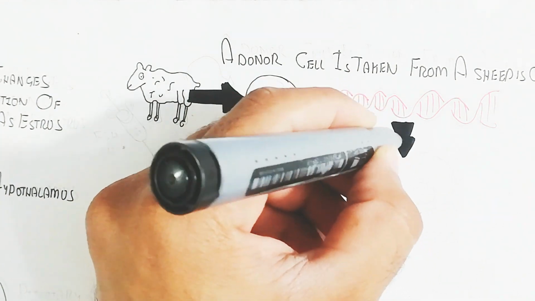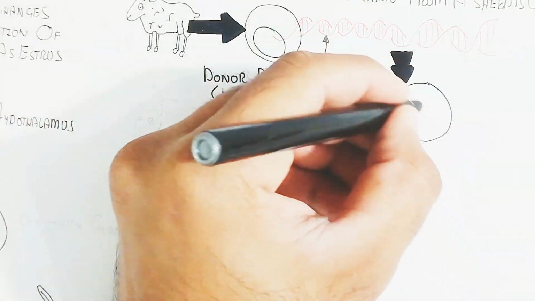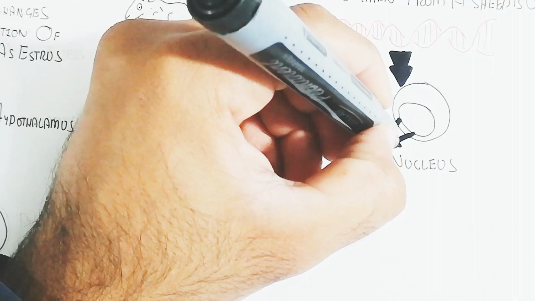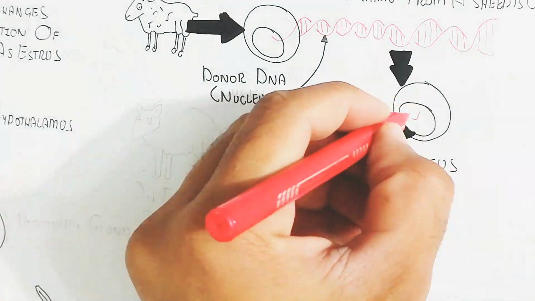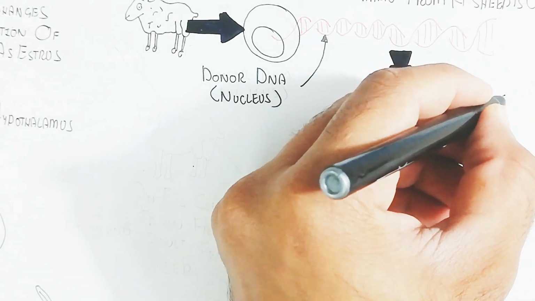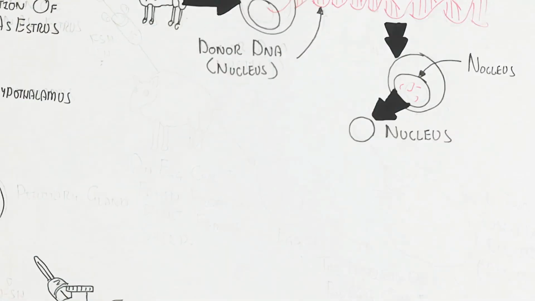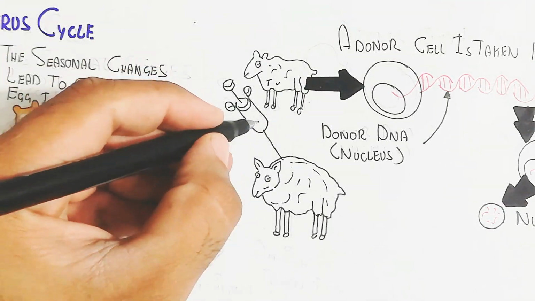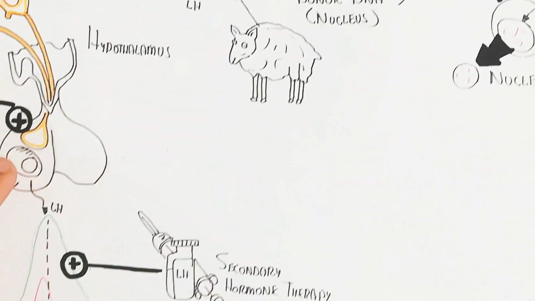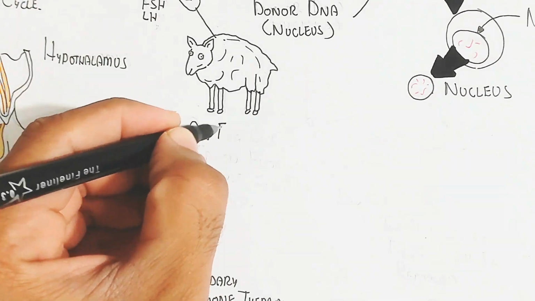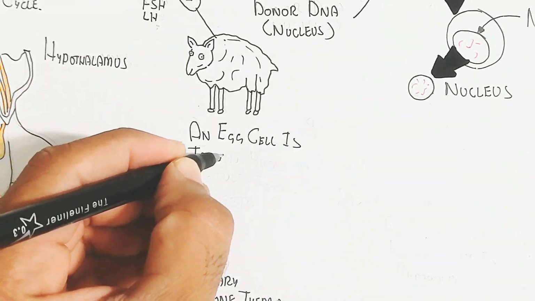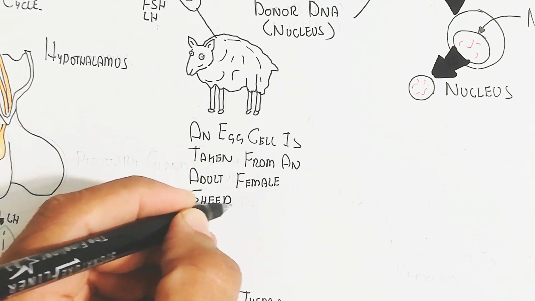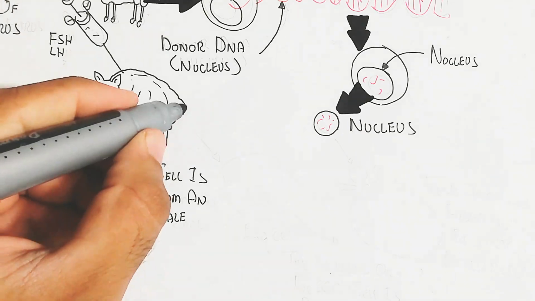That is the genetic material, through which the overall expression and the phenotype show from the genotype. So the donor DNA is contained in the nucleus. We remove the nucleus, and there is no need for the cytoplasm. This nucleus removal process is time taking. The follicle stimulating hormone and luteinizing hormone therapy is given to the female, and an egg cell is taken from an adult female sheep, when we retrieve or separate the egg.